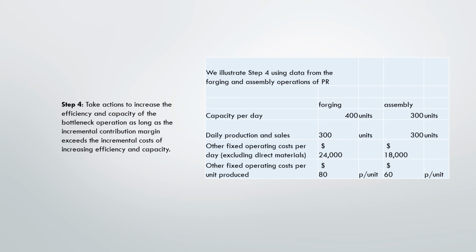Now, step four, we take action to increase the efficiency and capacity of the bottleneck operation as long as the incremental contribution margin exceeds the incremental cost of the increased efficiency and capacity. Take a look at what we have down here for forging and assembly: capacity per day, daily production to sell, other fixed operating costs, and units produced.